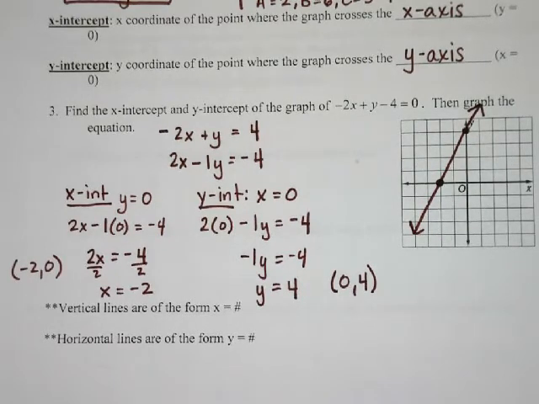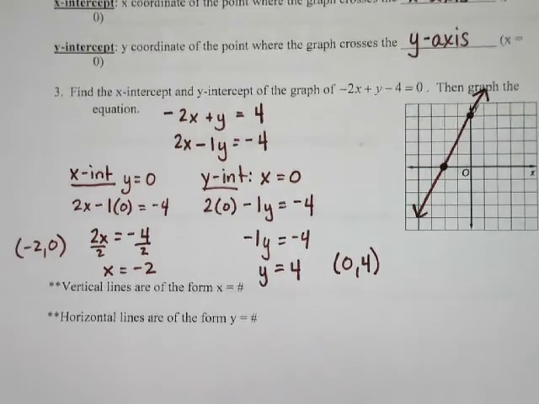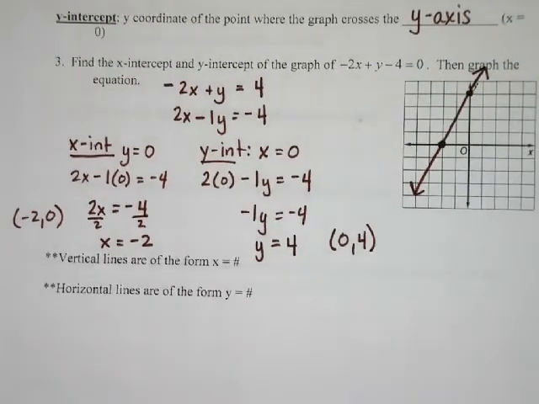Okay, the last 2 things down there at the bottom of your paper talk about vertical lines and horizontal lines. Vertical lines are of the form x equals a number. So x equals 3. That's going to be a vertical line. There's no slope-intercept form for that. Okay? It's also not a function. All of its points are on a vertical line, so it doesn't pass the vertical line test.